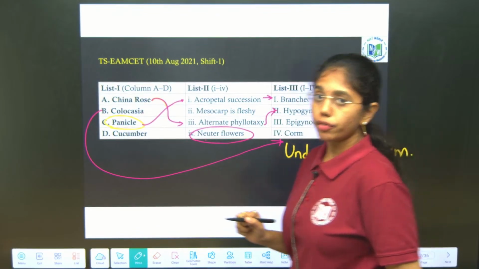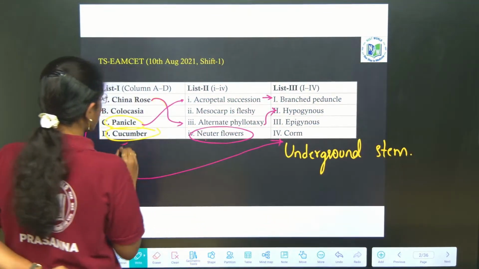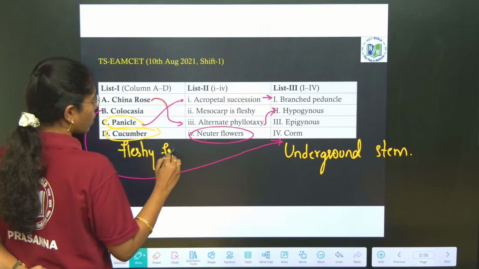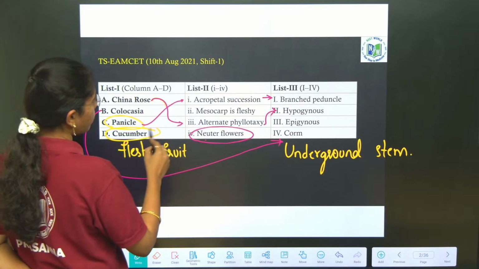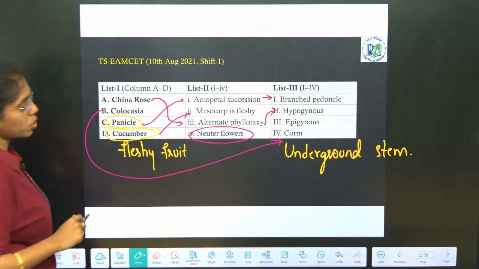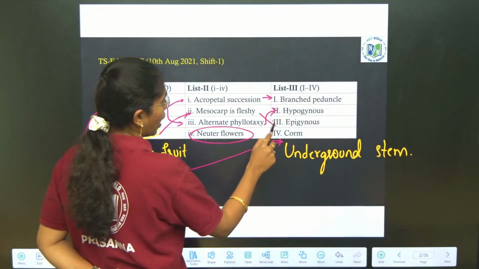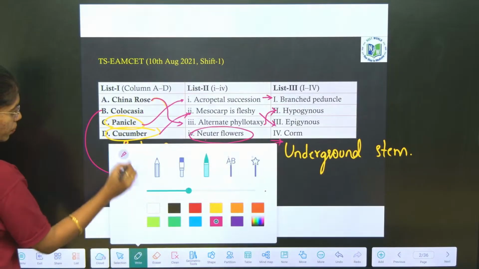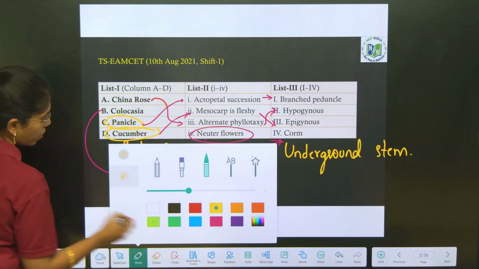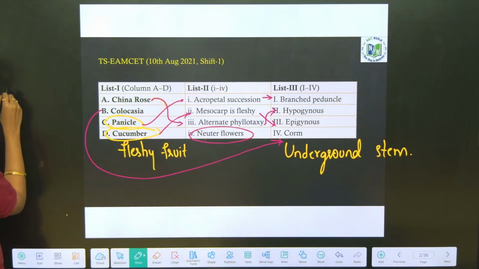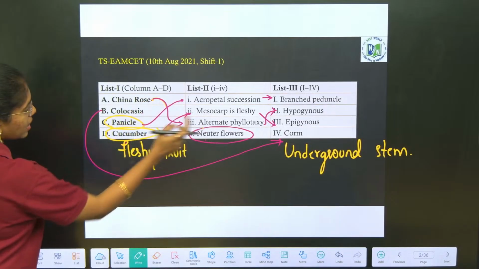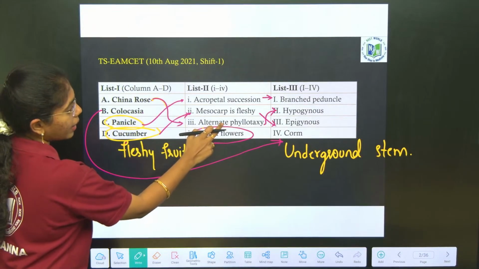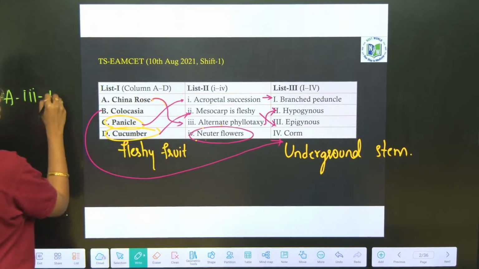And cucumber, if you consider, which is a fleshy fruit, it has what type of mesocarp? Fleshy mesocarp, and it has epigynous flower. Fine, right, ma? So here how you can correlate the options? A, China rose, wherein it has alternate phyllotaxy, that is 3, and it has what type of flowers, ma? Hypogynous flowers, that is option 2.